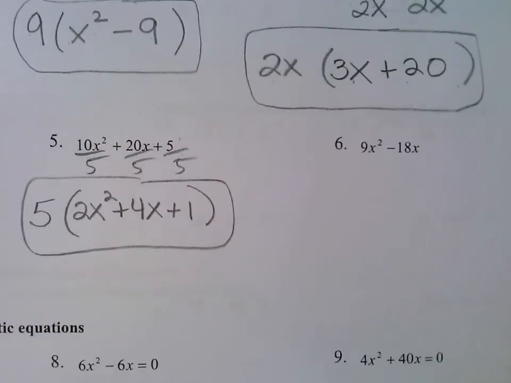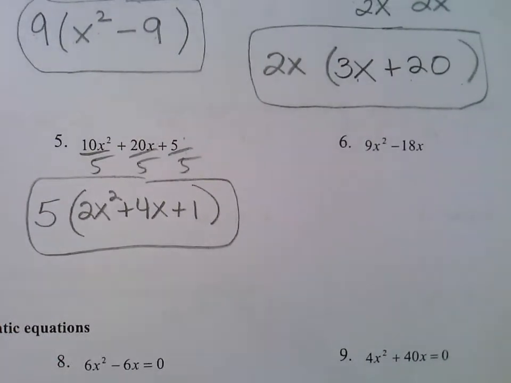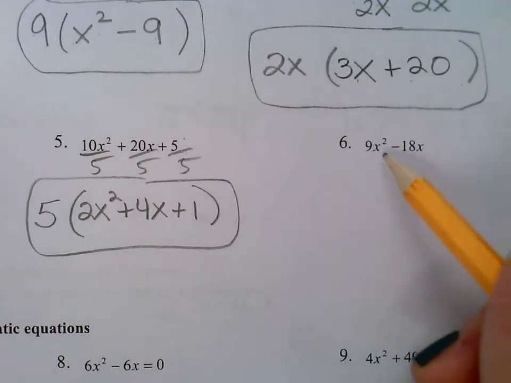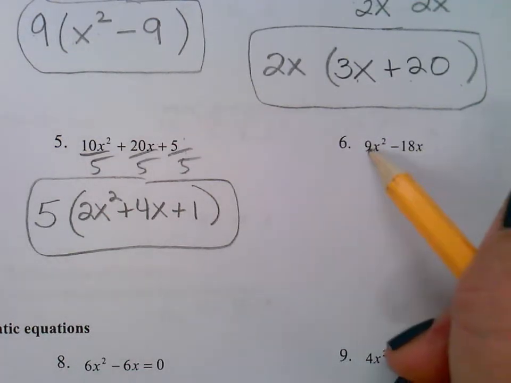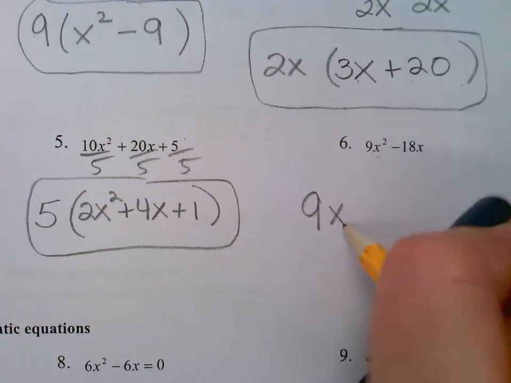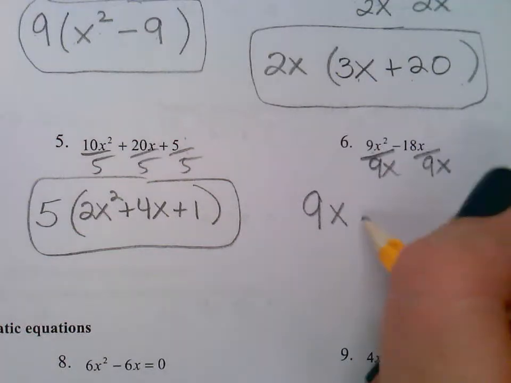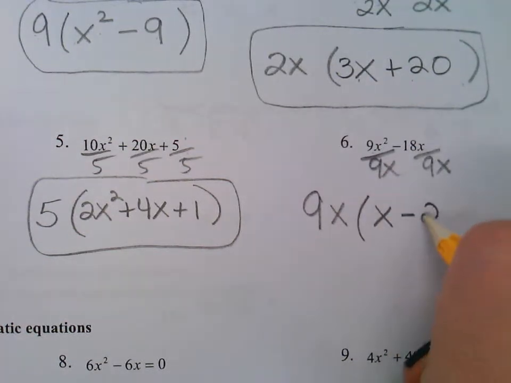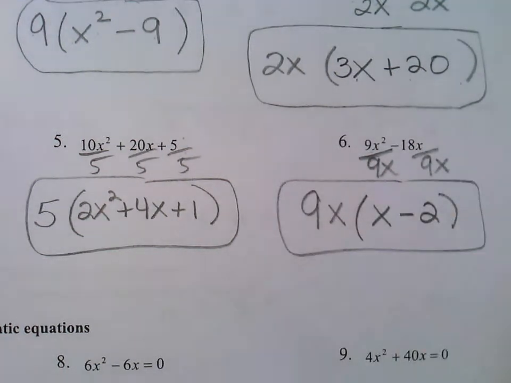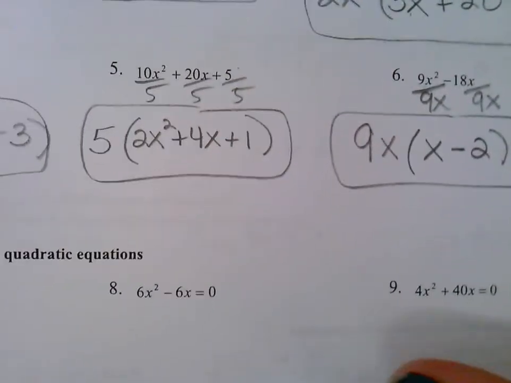All right, I think you should try to take 6. Take your own shot at 6. What can I divide out? They both have an x term, and they both have a factor of 9. So I'm going to take out a 9x from both of these terms. I will have x minus 2 left. So 9x times x minus 2.